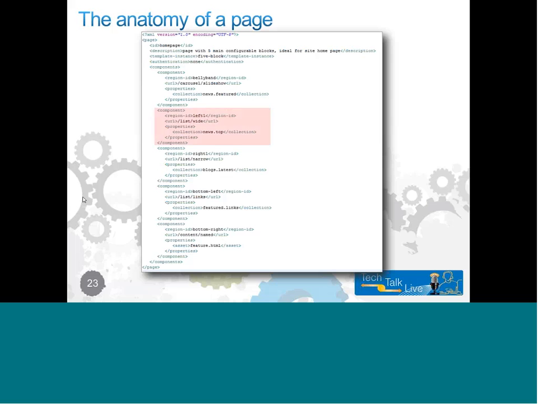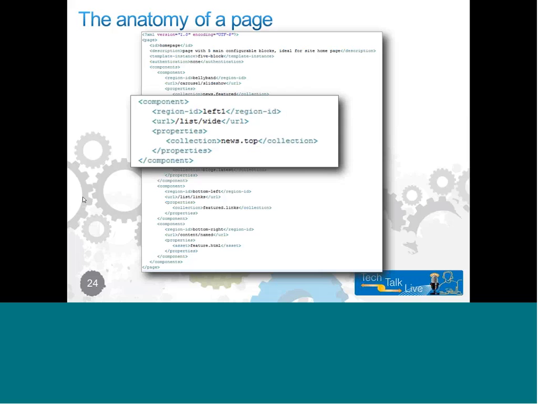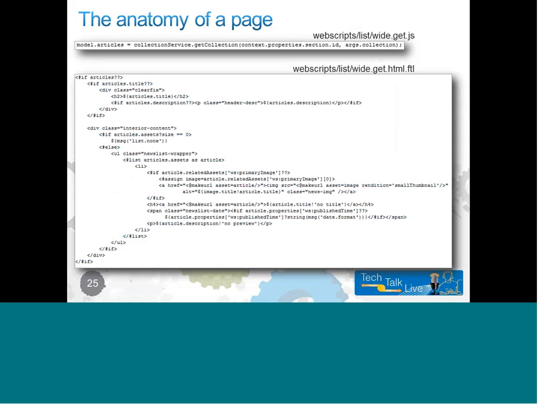So if we go and have a look at that component, the list wide component, made it bigger for you. So that list wide component has 2 parts, a controller and a view. Each component is like a little MVC component. So it's got a controller that, in this particular case, up at the top here, is pulling out all of the articles from the asset collection that was identified in the configuration. So news.top in this case, and then it has, in this case, FreeMarker that just renders that component.